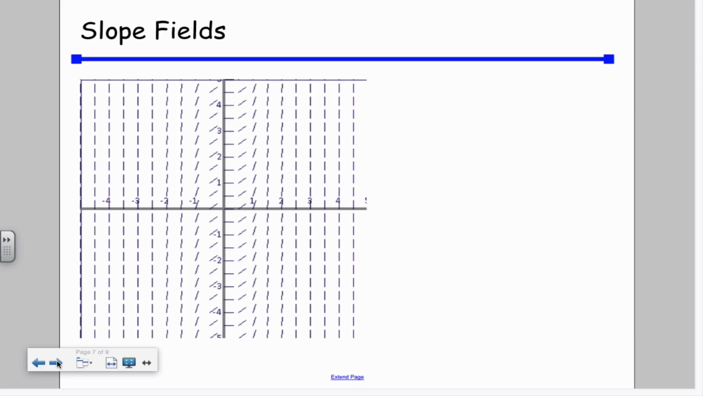Okay, let's say you're given the slope field and you want to write a differential equation to possibly represent this. The first thing I'm going to do is draw a particular solution. What does that curve look like? It gets a little more flat right here. It looks like we have the equation y equals x cubed.